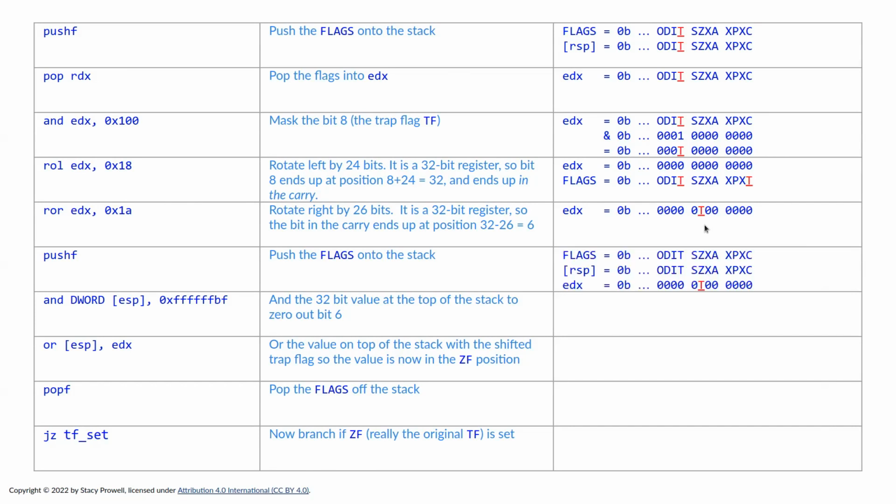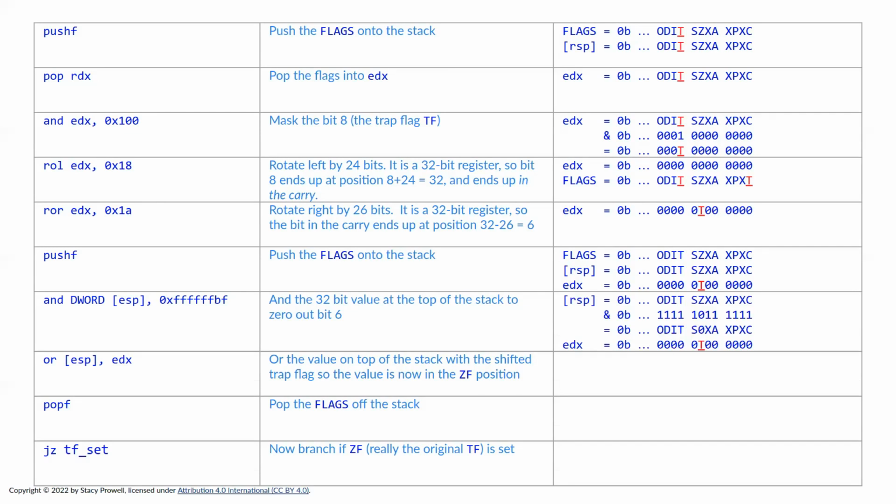Fine. Then they push flags onto the stack. So the whole flags register goes back onto the stack again. There it is. So it's in flags. Now it's on the stack. EDX contains a bunch of zeros, maybe with a 1 in the position of the zero flag if the trap flag was set. Great. So then I AND the value on the top of the stack to zero out bit 6.